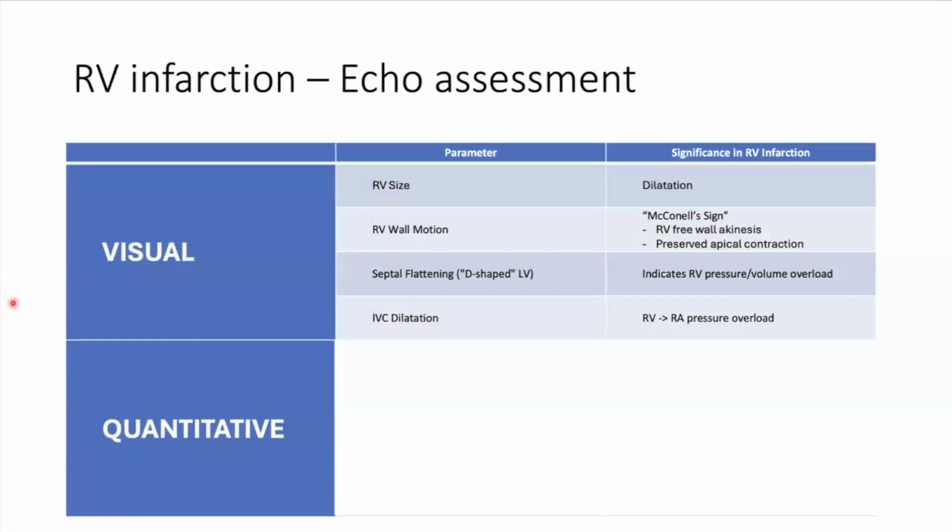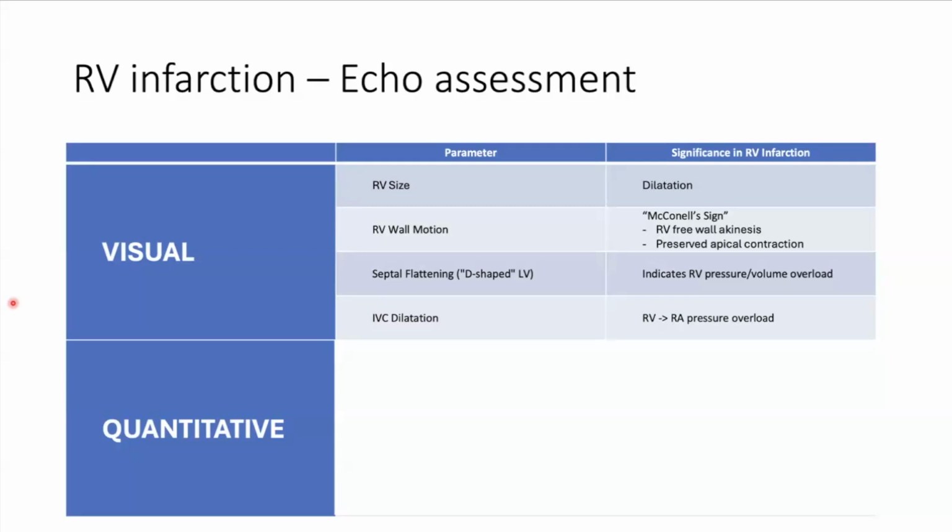So visual assessments include RV dilatation. You're looking for wall motion abnormalities. So a very specific sign for RV dysfunction generally is what's called the McConnell sign. So we're looking for free wall akinesis and preserved apical contraction. It's preserved apical contraction, but it just looks that way. What's actually happening is the left ventricle is contracting, and it just makes it look like the apex is contracting.